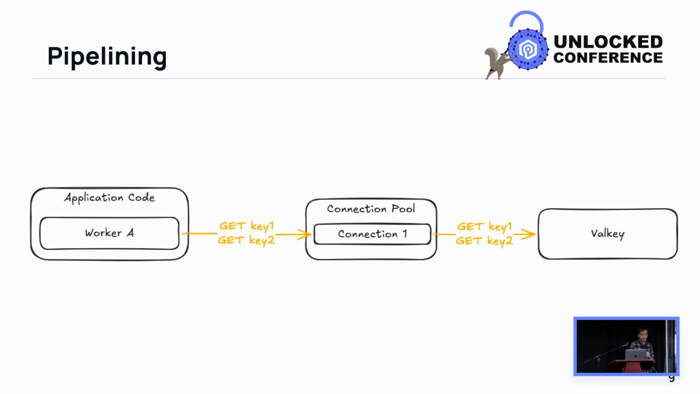Next is pipelining. Here we have application code that actually performs some sort of batching in terms of the commands that it sends. So for instance, get key 1 and get key 2. With this approach, you can get economies of scale around buffers, packets, L2 caches, etc. But let's face it, not all applications are written in this way.